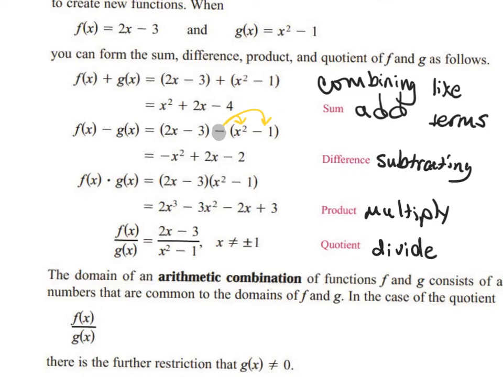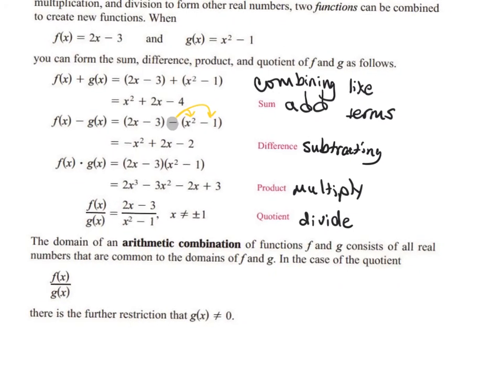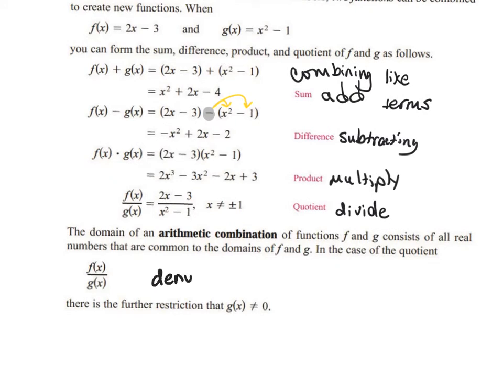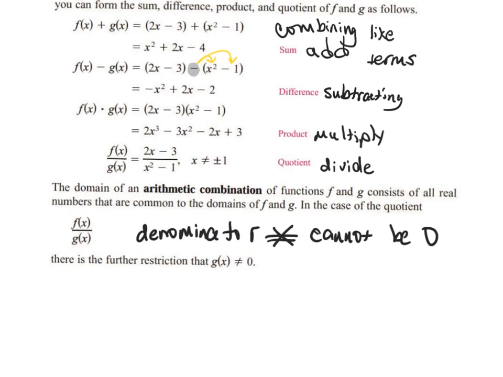Now with division, there's a little tiny bit of extra work. Because when we find the quotient, when we have a denominator, the denominator can never be what? 0. Correct. The denominator can never, ever, ever be 0. So we're going to have to find restrictions: where x cannot equal a number, because if it does, it's going to make your denominator 0. I'll do an example of each one of these so you guys can see.